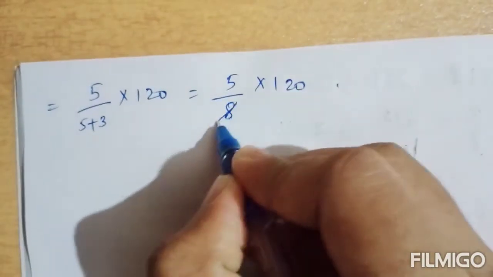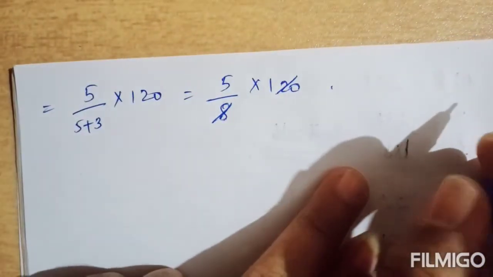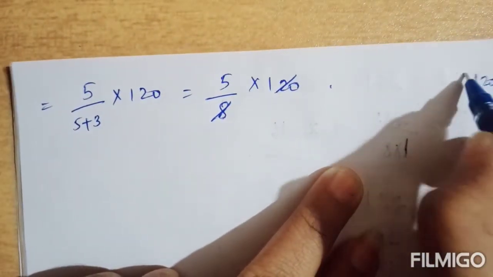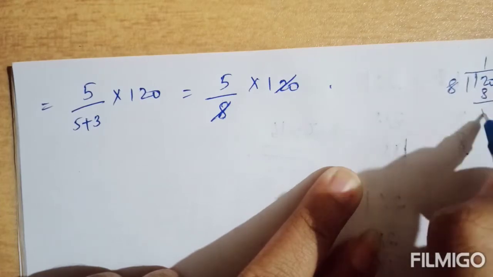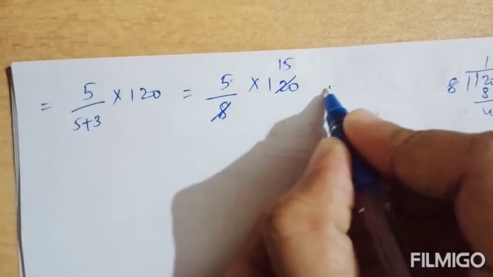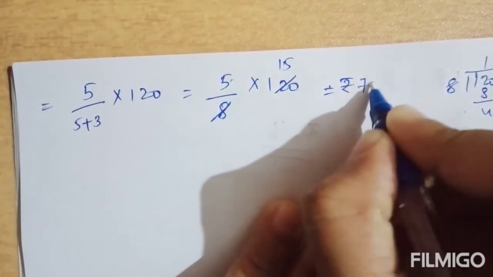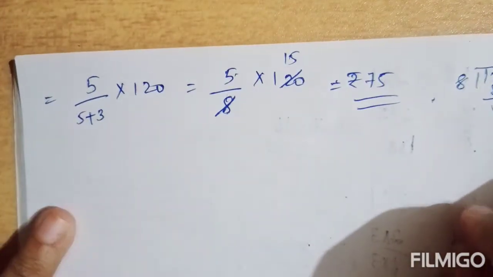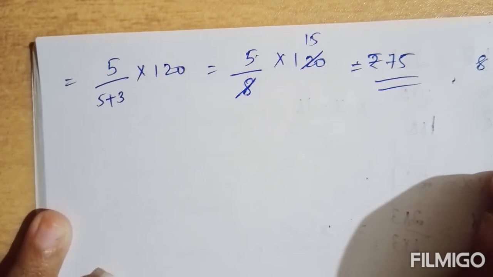Now 8 and 120 you can cancel. 120 you can divide by 8. You will get 15 here. So 5 into 15 is rupees 75. So rupees 75 is the amount that Hari gets.